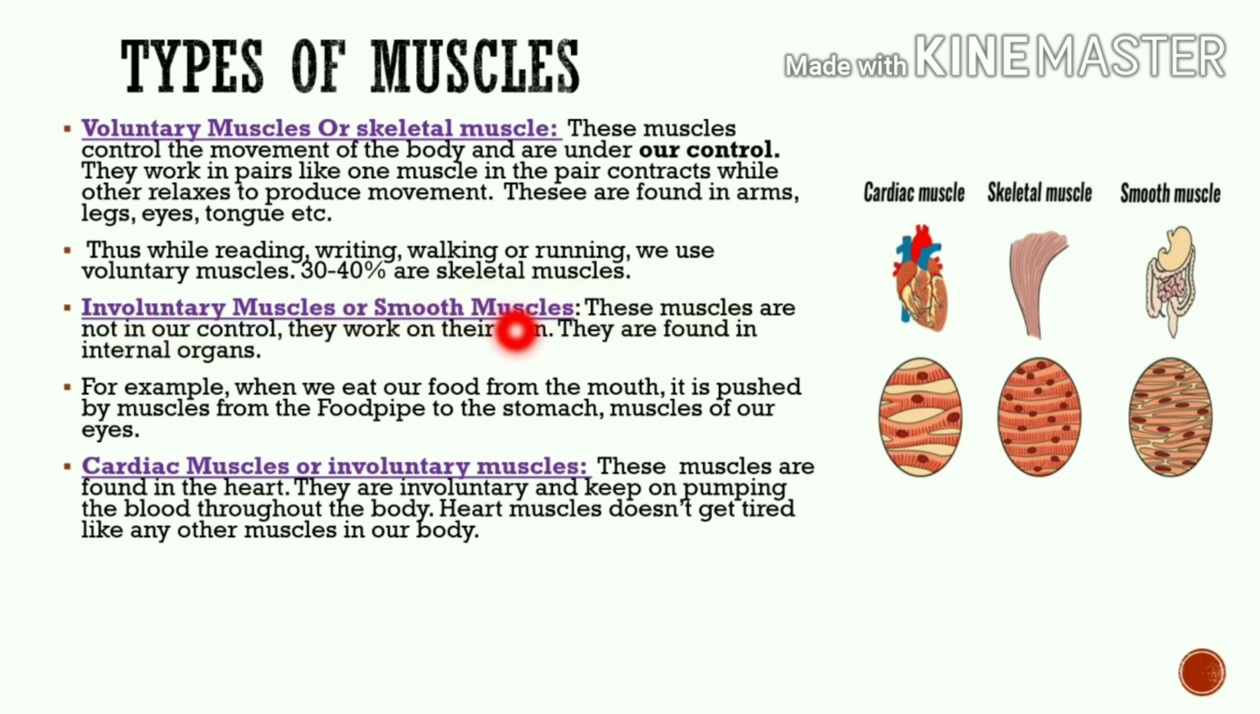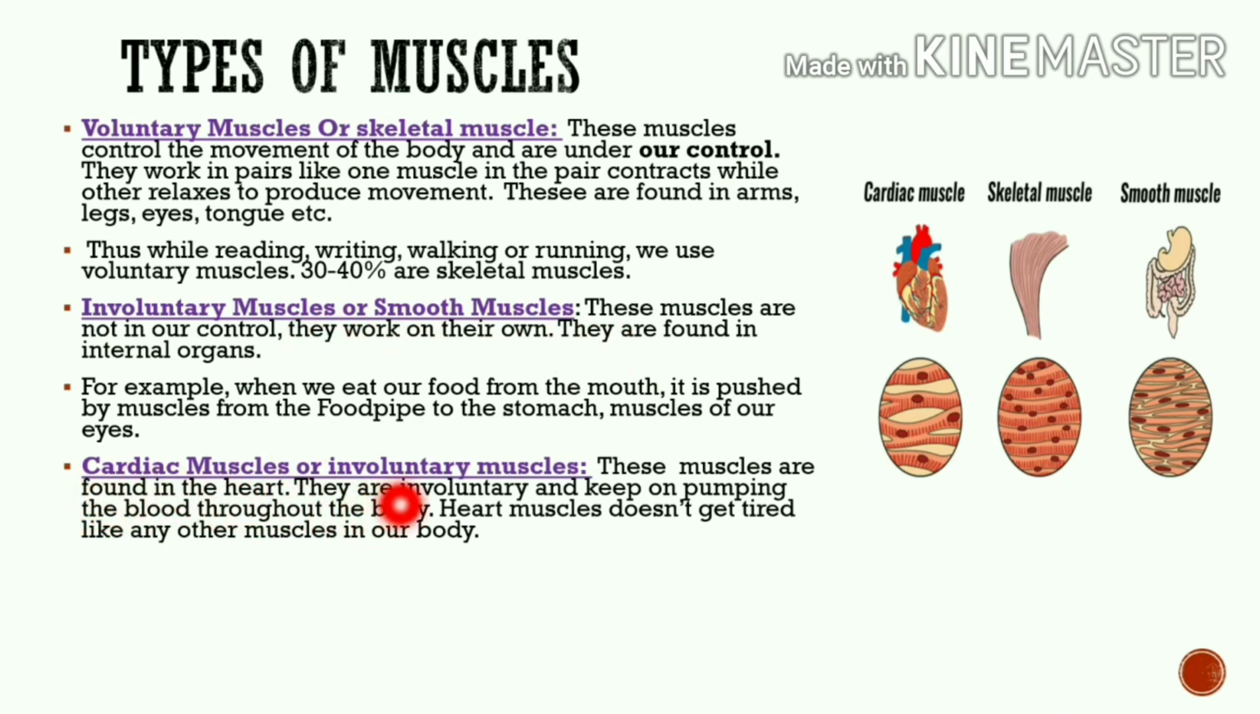Next one is the smooth muscles. These muscles are not in our control because they are involuntary muscles. They work on their own. They are found in the internal organs. For example, when we eat food from the mouth, it is pushed by the muscles from the food pipe to the stomach. Can we control the movement? No, we cannot. That means it is the involuntary muscle or the smooth muscle. The muscles of our eyes are also smooth muscles.